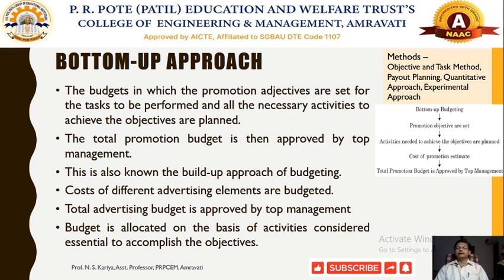Here in case of our bottom up approach, we are using different methods. The first method is called the objective and task method, then payout planning, quantitative approach method, and experimental approach method. Now these several methods are very popular in the bottom up approach. So let us see some important methods of advertising one by one.